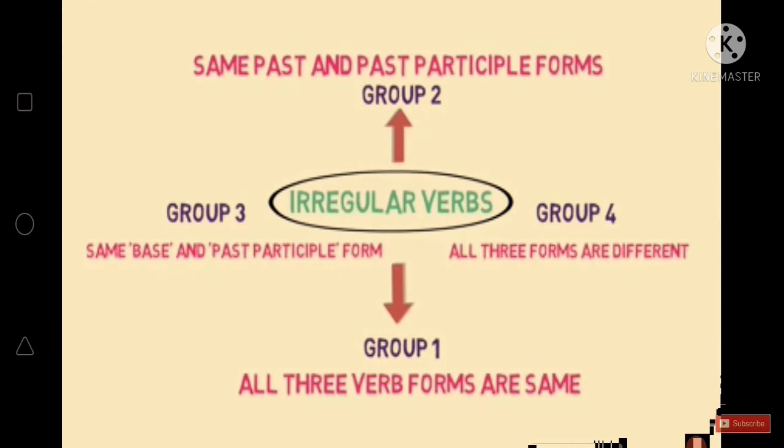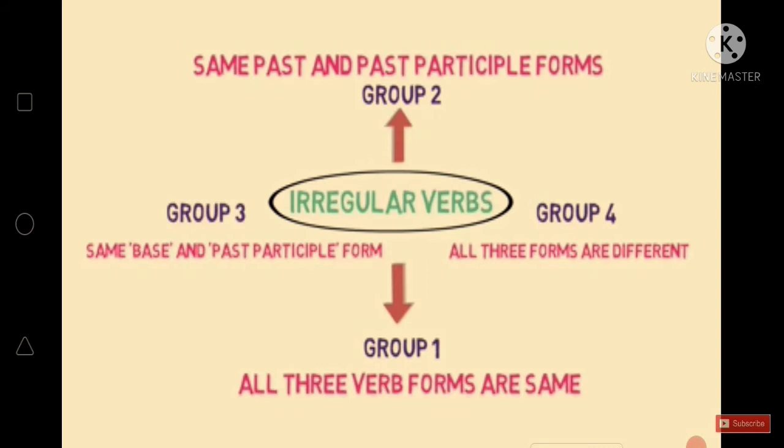And when we talk about irregular verbs, irregular verbs can be divided into four groups. The first one is where all three verb forms are the same, the second group has the same past and past participle forms, in the third group the base and past participle forms of the verb are the same, and in group four all three forms are different.